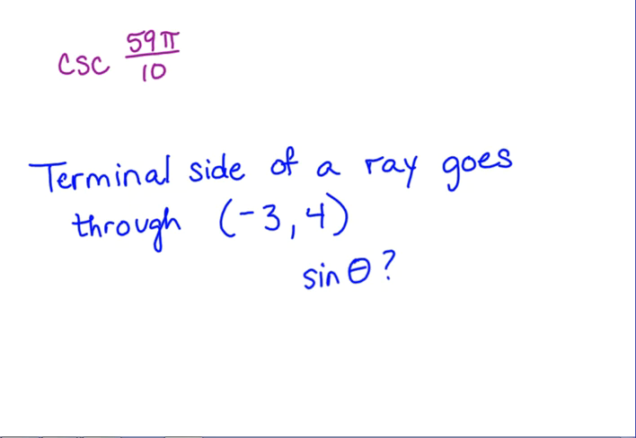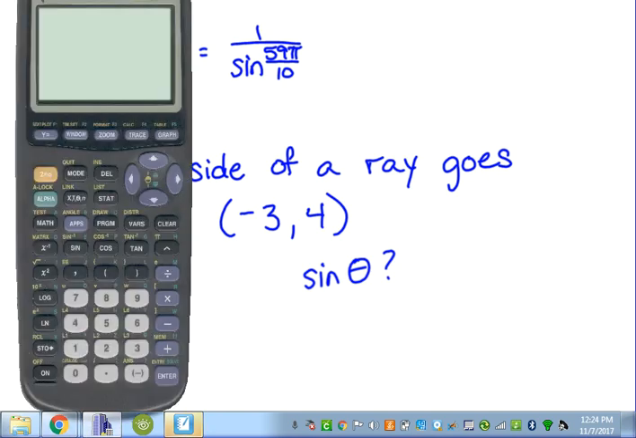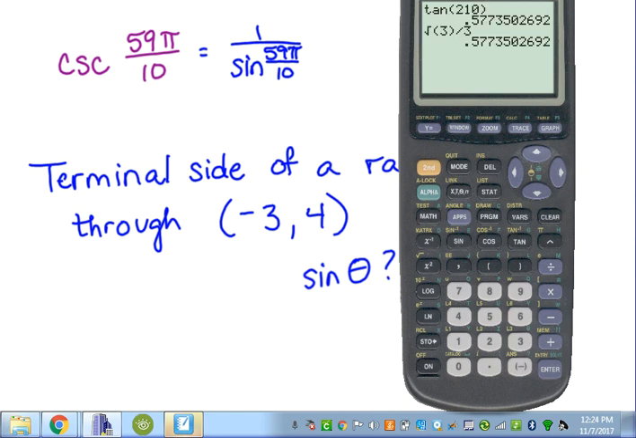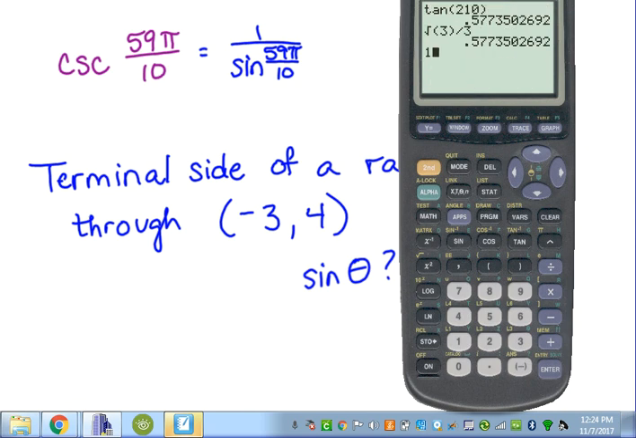So if they give you something like this, you're going to have to use your calculator. That's all they're expecting you to do here, is to know that this is 1 over the sine, because there's not a cosecant button on your calculator. This angle is in radians, so you have to make sure you're in radian mode. So you may have to switch between modes for 1 over the sine of 59 pi over 10.